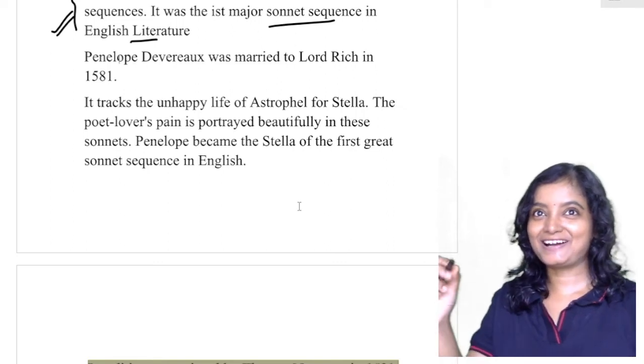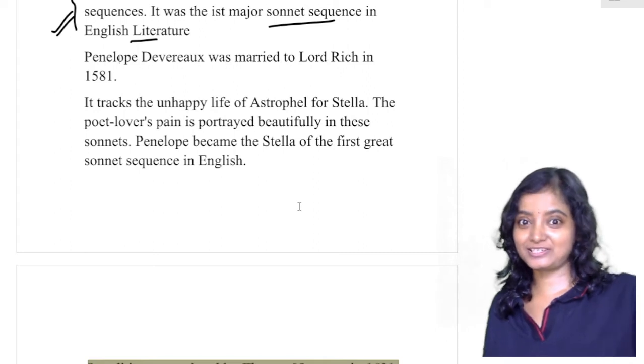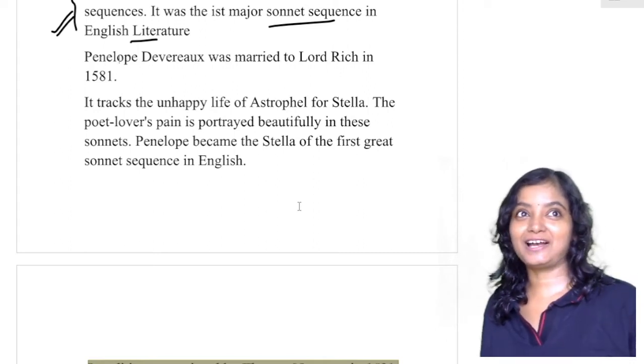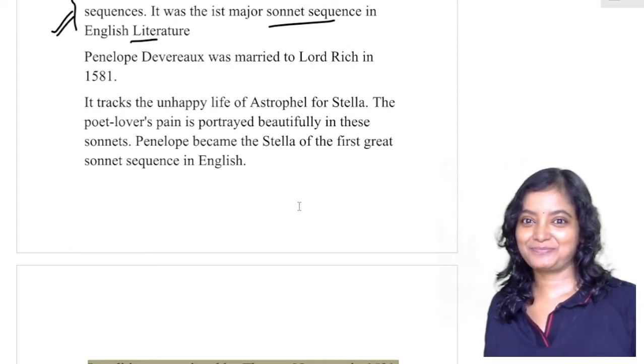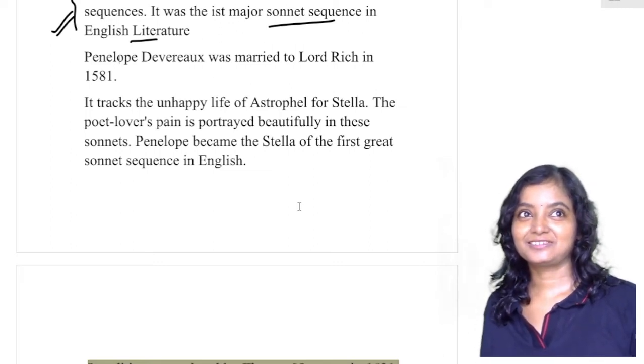Can you hear the bird singing? There is a mango tree just beside my window and two birds are singing there. Okay, sorry for the diversion.